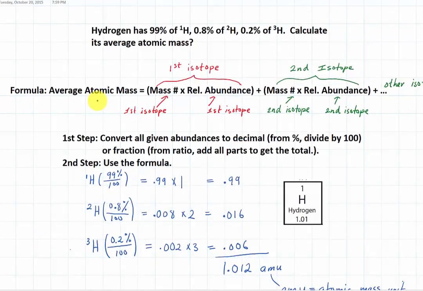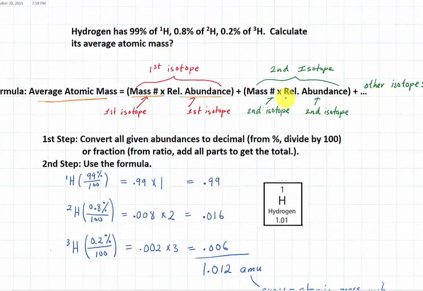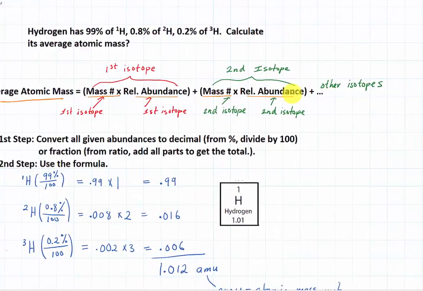In this lesson, we are going to learn how to find the average atomic mass of an element from its given isotopes. The formula for finding the average atomic mass is the sum of the mass number times the relative abundance of that isotope, and we continue to add the mass number times the relative abundance of another isotope until we finish adding all the isotopes together.